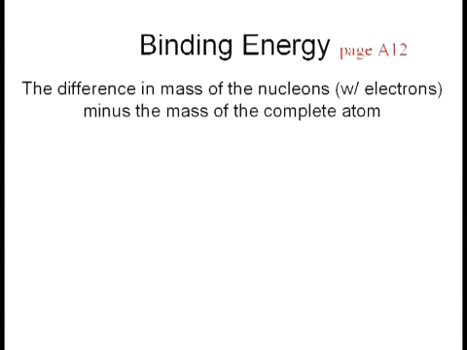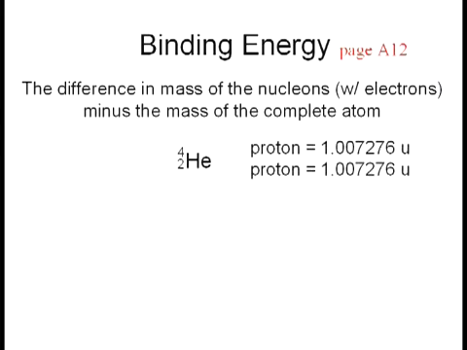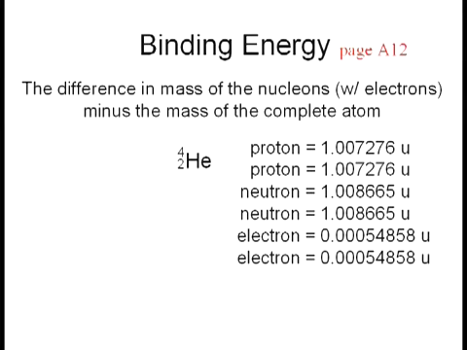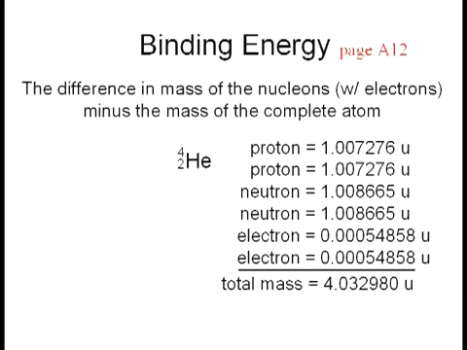Binding energy. There's a table on A12 in your book we'll be using for several of our homework problems. This is the difference between the mass of the nucleons and the mass of the complete atom. For example, a helium atom has 4 nucleons and 2 protons. So we add up 2 protons, 2 neutrons, and 2 electrons. All of those pieces add up to this amount of mass. However, a helium atom weighs less than that.